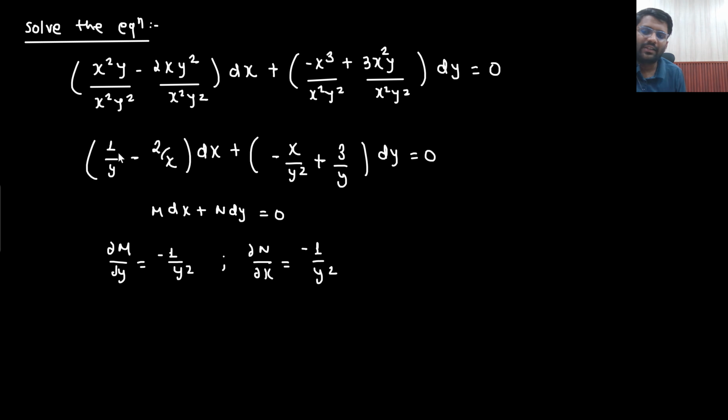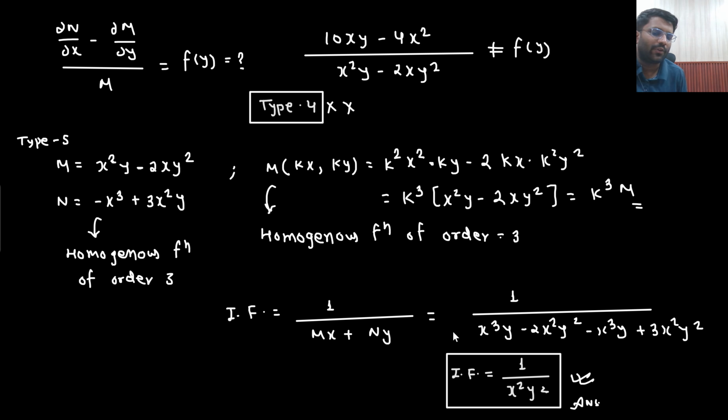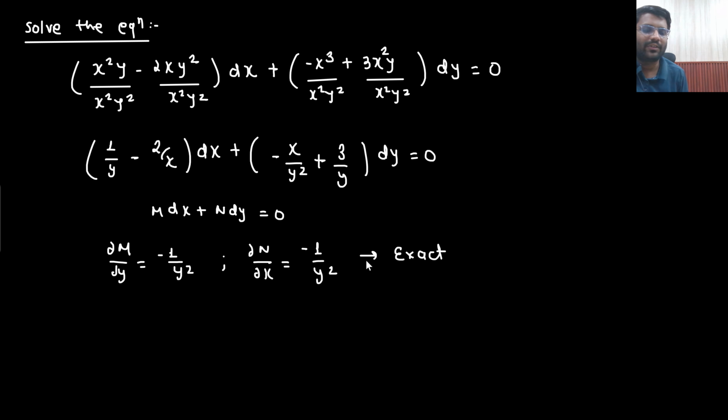So yes, partial differentiation of M with respect to y is giving you minus 1 by y square, and partial differentiation of N with respect to x is also giving you minus 1 by y square. That means yes, it is an exact equation, although it is not required to check, because this is the meaning of your integrating factor, that it will make the equation exact. What I need to do is, if it is exact, I can simply integrate. How will I integrate?